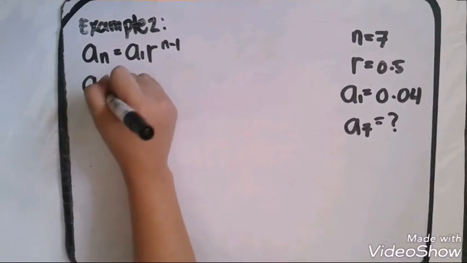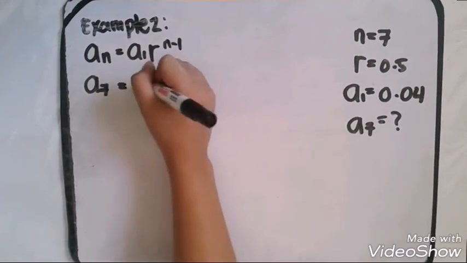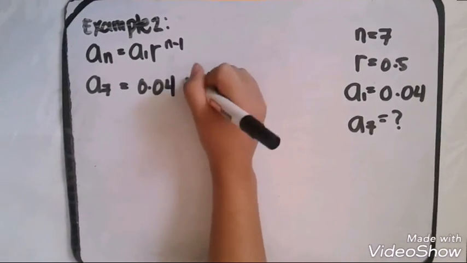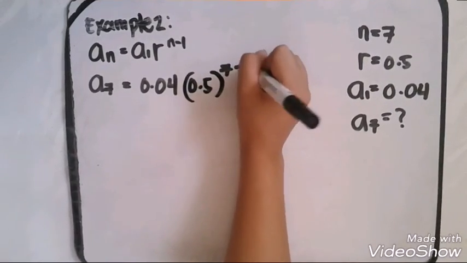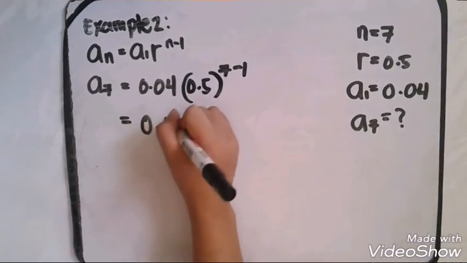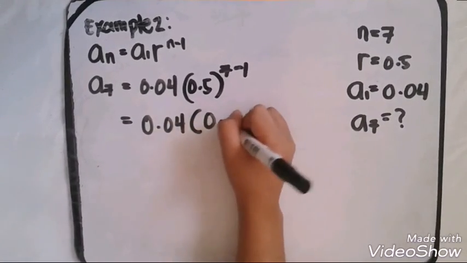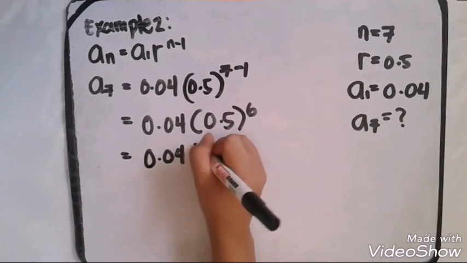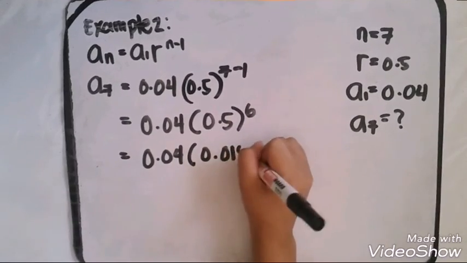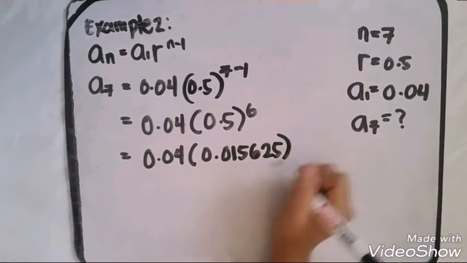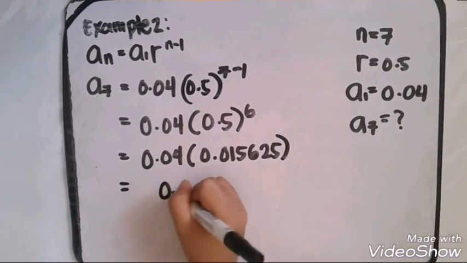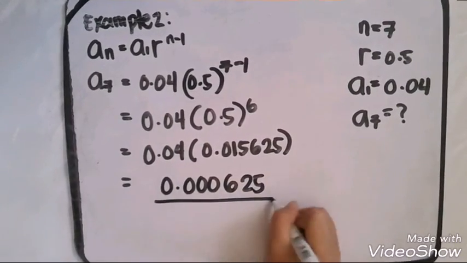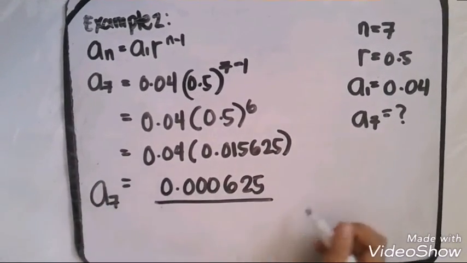So let's substitute. A sub 7 is equal to a sub 1, which is 0.04, times r, which is 0.5, raised to the power of n, which is 7, minus 1. So 0.04 times 0.5 raised to the power of 6. 0.04 times 0.015625, and we get the product of 0.000625. So this is our a sub 7, or the seventh term.